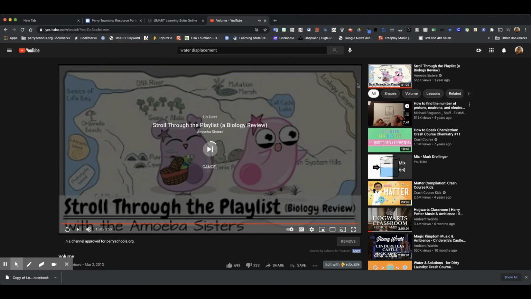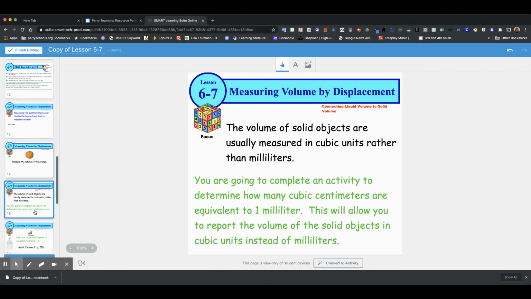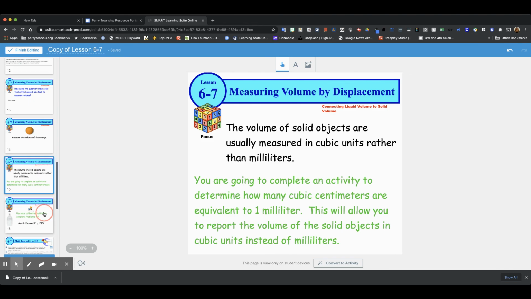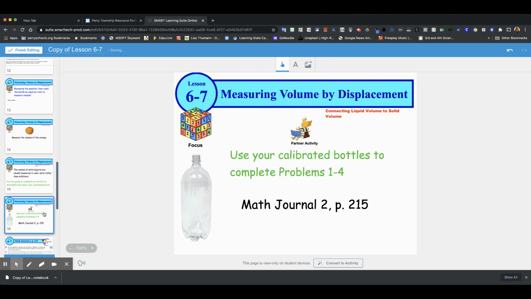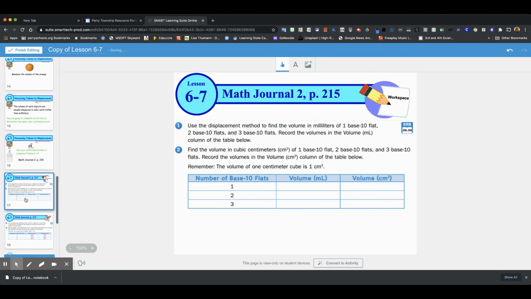Okay. So hopefully that gives you a little bit better idea about displacement and how it works. So again, you can use your calibrated bottles if you happen to make those with an adult at home to complete problems 1 through 4. And you'll see here, it's just a little experiment for you to do. Use the displacement method to find the volume in milliliters of base 10 flats if you had those.